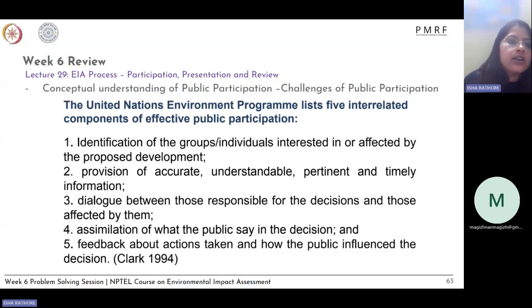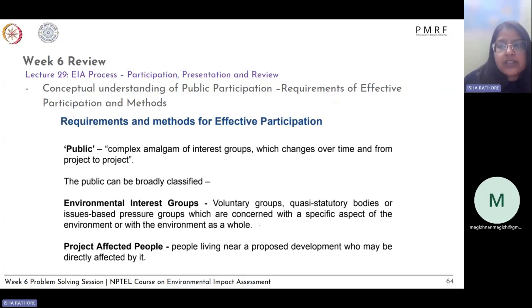Again, important. Then we also looked at the requirements for effective participation and methods. So certain key terms are defined, like public, which is a complex amalgam of interest groups which change over time and from project to project. The public can be broadly classified into environmental interest groups. These are voluntary groups, quasi-statutory bodies, or issue-based pressure groups, which are concerned with a specific aspect of the environment or with the environment as a whole. Then we have the project affected people, people who are living near a proposed development who may be directly affected by it.